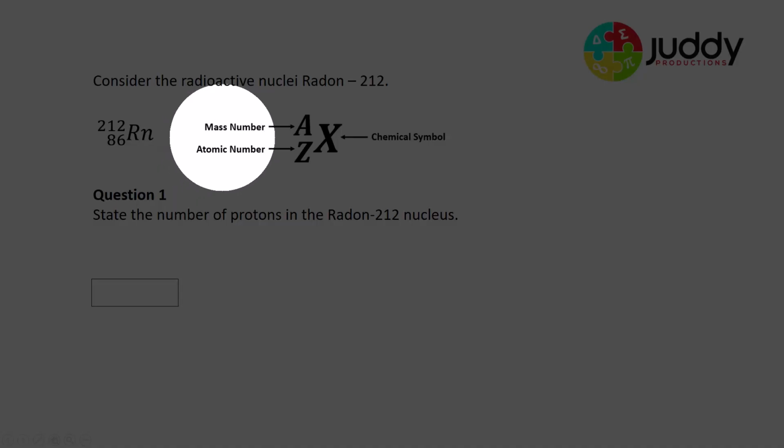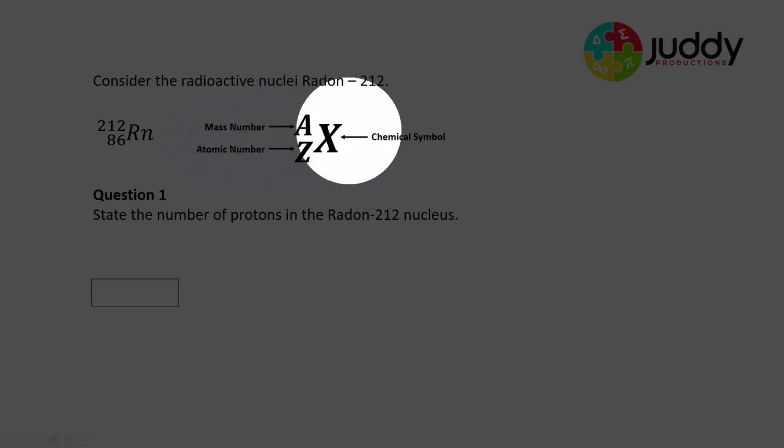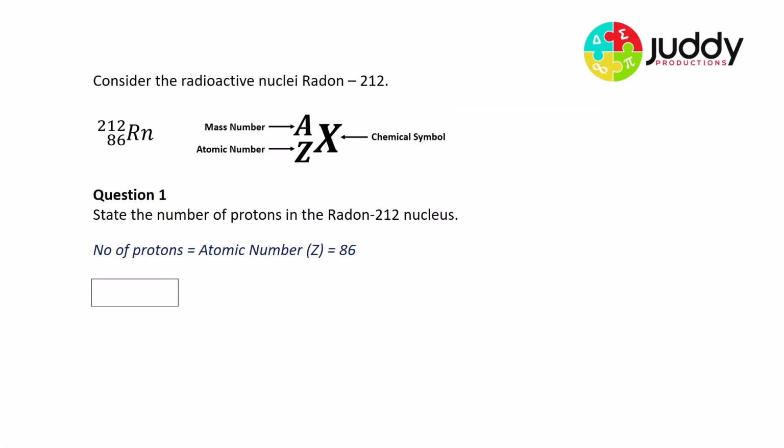So here's the content that can be extracted from the traditional isotope symbols. So the number of protons is equal to the atomic number Z, shown above, which is number 86, as shown. So that question is worth 1 mark. Very simple, it's just the atomic number.